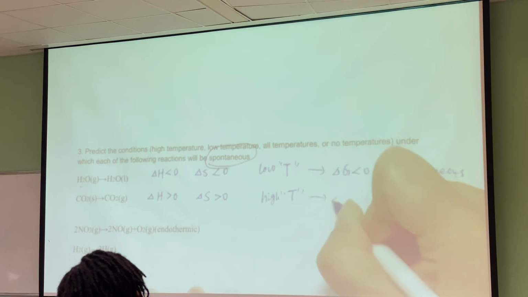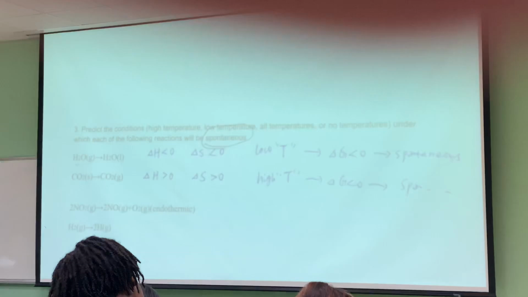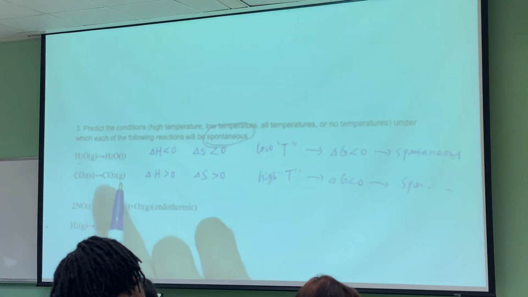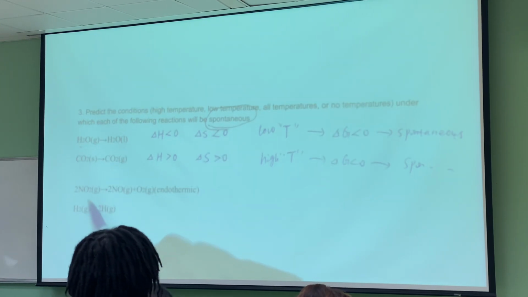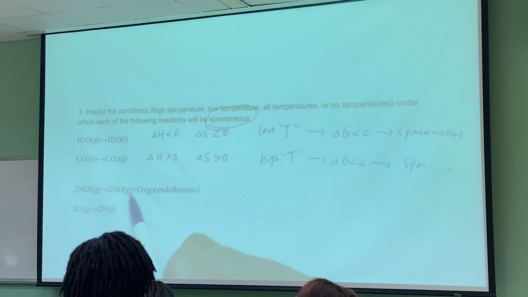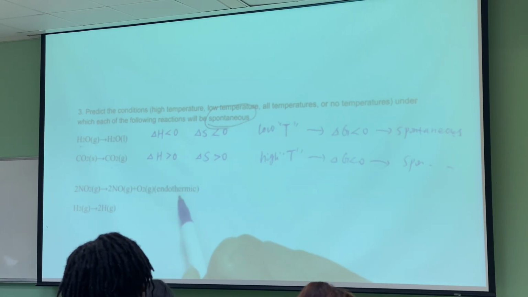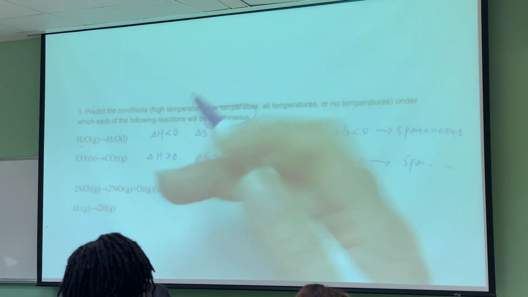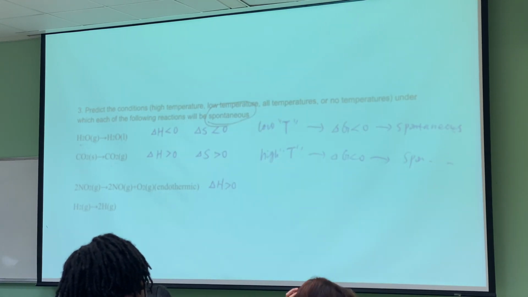Make the delta G negative, and then spontaneous. Okay? Which makes sense, right? From solid to gas, you do need to heat it. You need high temperature. And then the third one, gas, gas, gas. Okay, and it tells you this is an endothermic, so it tells you your delta H is positive.